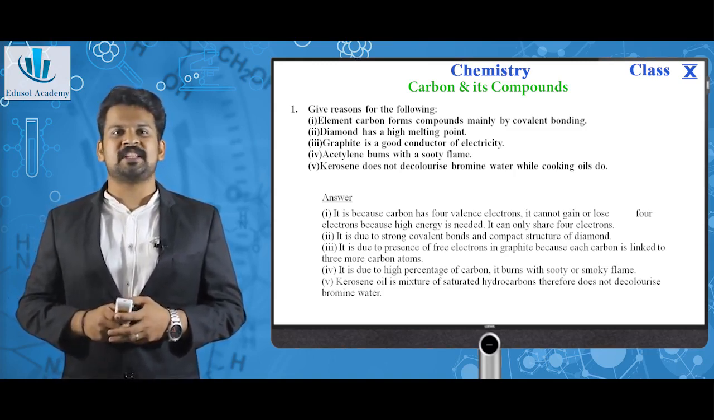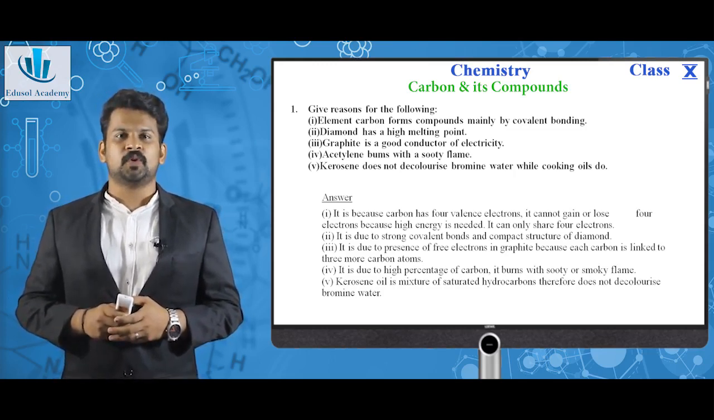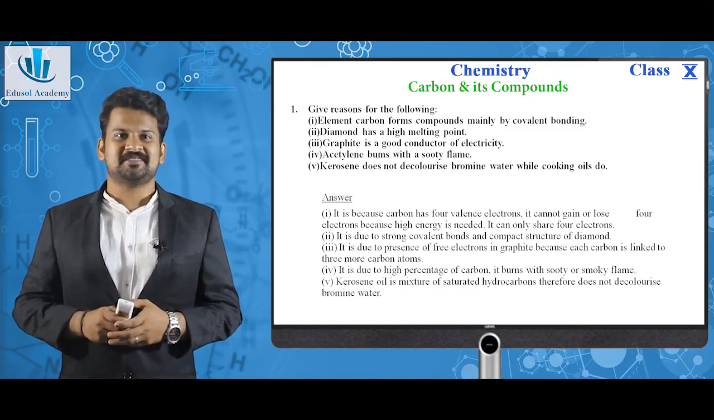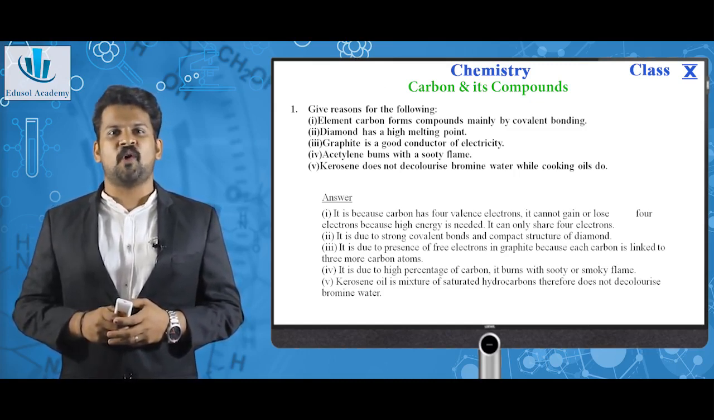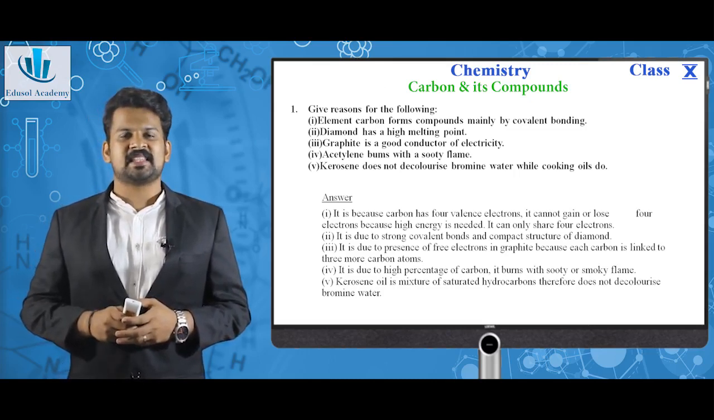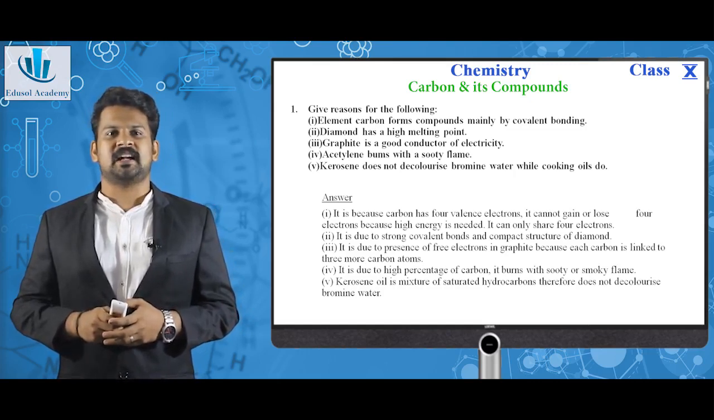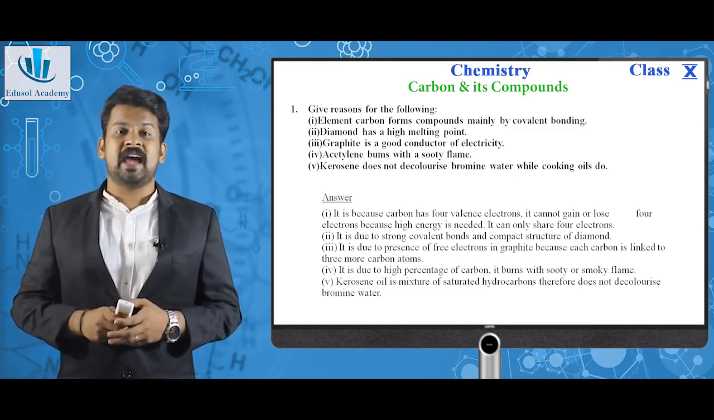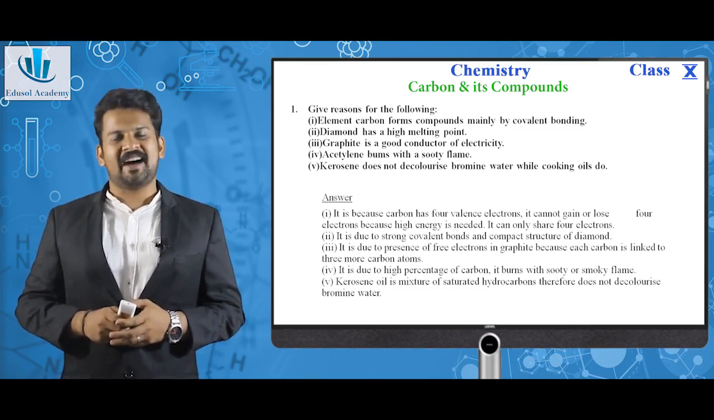Acetylene burns with a sooty flame. It is due to the high percentage of carbon and due to incomplete combustion. Kerosene does not decolorize bromine water while cooking oils do. Kerosene oil is a mixture of saturated hydrocarbons, therefore it does not decolorize bromine water. Only unsaturated hydrocarbons decolorize bromine water. Cooking oils are unsaturated.